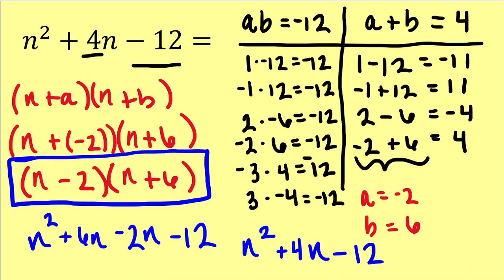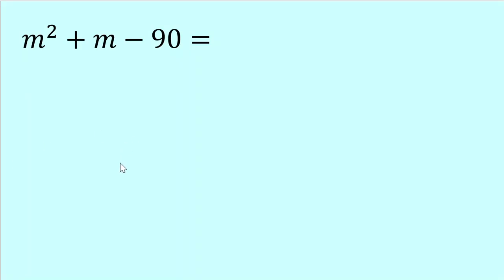Okay, so let's go ahead and move on to our next example. We have m squared plus m minus 90. Okay, this one's going to have quite a few factors. So again, we're looking for all the factors that multiply out to negative 90. So that's going to be some value a times some value b, which is going to equal negative 90. We also have a plus b, which is going to equal our first degree term's coefficient, which is really just a 1.